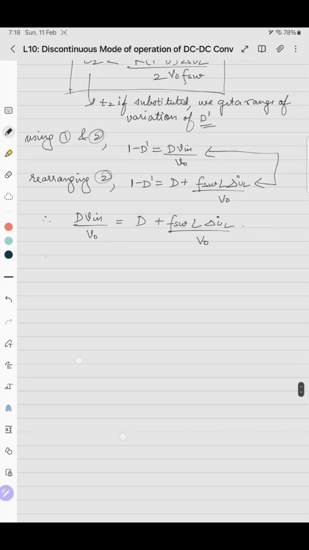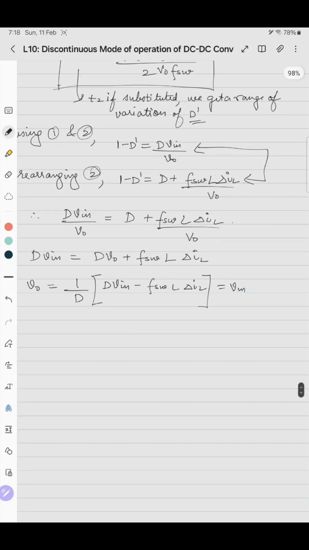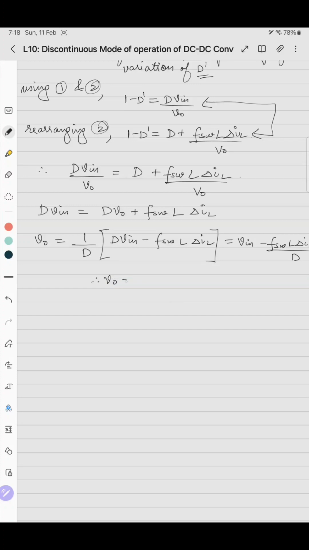So if you multiply by V naught, it will be dV in equals dV naught plus F switching L delta IL. So what is V naught? 1 by D, dV in minus F switching L delta IL, or it is V in minus F switching L delta IL by D. This is the expression of V naught in terms of the system parameters.